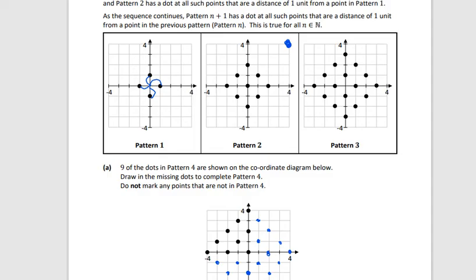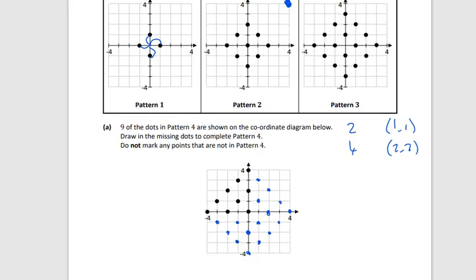So we want to see how many patterns it goes out by. For pattern 2, the point 1, 1 is in pattern 2. So then for pattern 4, I assume the point 2, 2 is in pattern 4, is it? Yeah. Okay, it's that one there. I shouldn't be drawing on the diagram, but it's just to show you.